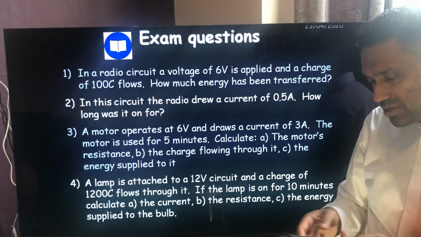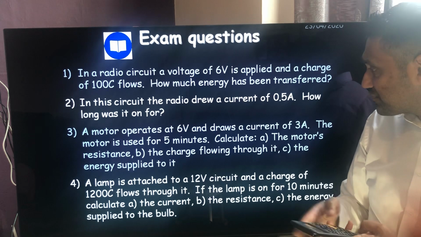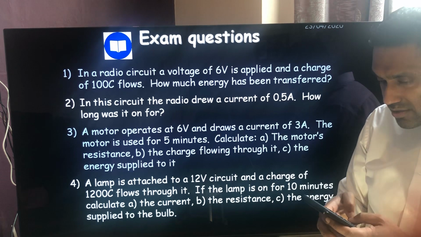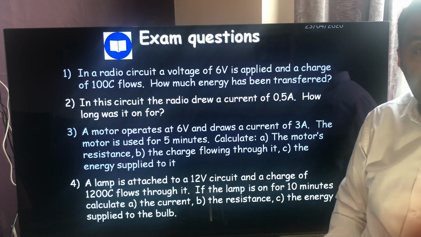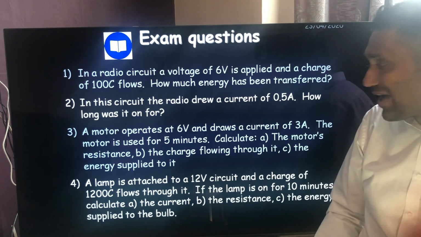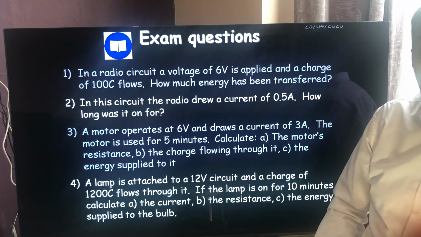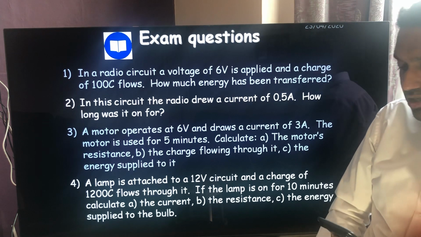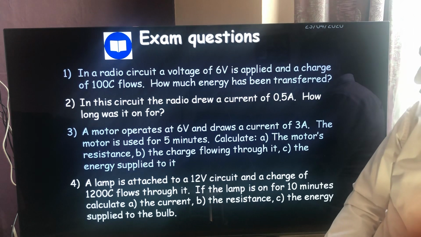So 900 times 6 volts equals 5,400. Okay, because 9 times 6 is 54. Put 2 zeros after it. So it's 5,400 joules of energy. If you wanted to convert it, you could put it into 5.4 kilojoules.